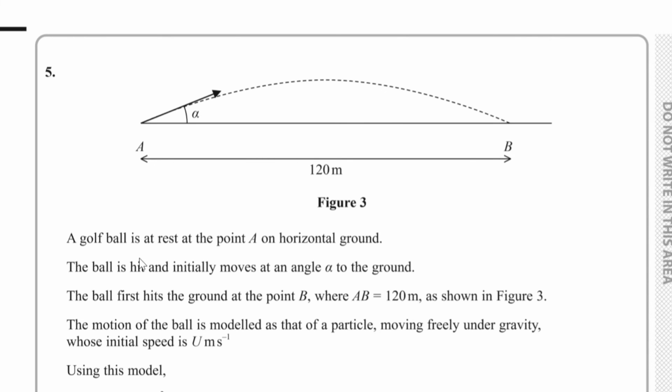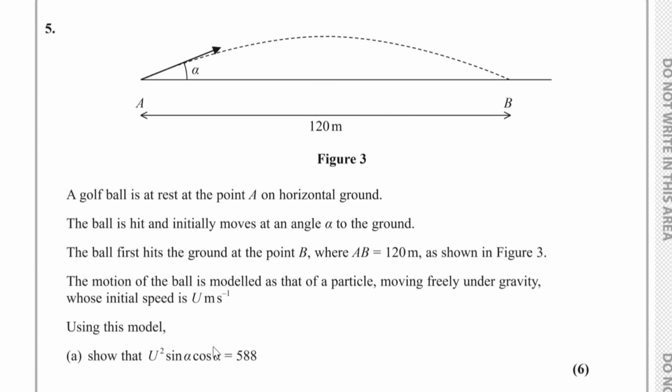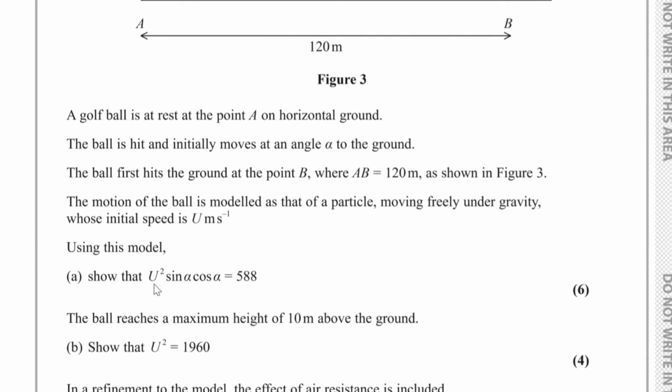Question number 5. A golf ball is at rest at the point A on horizontal ground. The ball is hit and initially moves at an angle alpha to the ground. The ball first hits the ground at the point B, where AB is 120 meters, as we see in figure 3. The motion of the ball is modelled as that of a particle moving freely under gravity, whose initial speed is u meters per second, and using this model, we have to show that u squared sine alpha cos alpha is equal to 588.